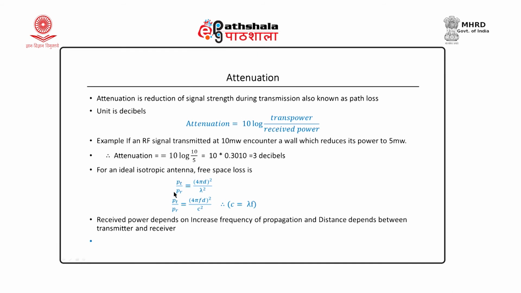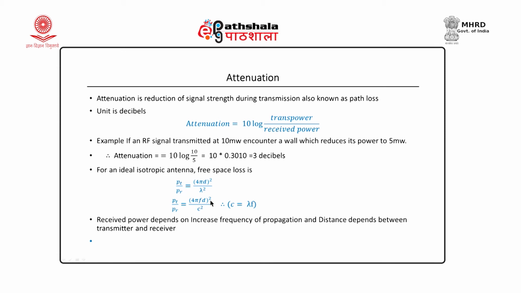If I talk about the ideal isotropic antenna, and if I do not talk about the objects in between, the free space loss, that is when there are no objects in between, the Pt by Pr, that is the ratio of transmitted power to the received power, is given by (4 pi d) whole square divided by lambda square. And if I convert this into frequency, where lambda is the wavelength, what will you get? (4 pi f d) whole square divided by c square. Now, 4 pi and c square both are constants. So, what are the variables here? f and d.